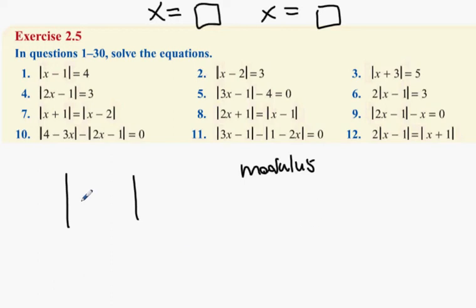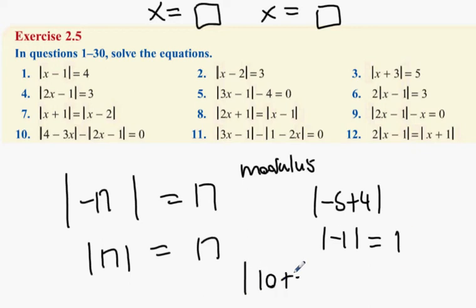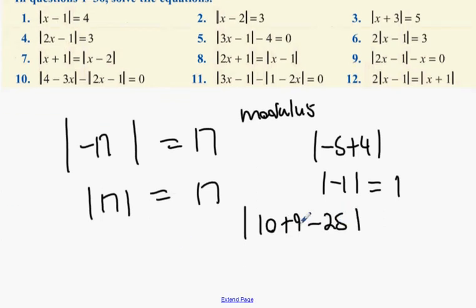So an example would be, what's the modulus of minus 17? 17. What's the modulus of 17? Nope, 17. Has to be positive. Modulus of minus 5 plus 4. Do what's inside the brackets first. Minus 1 is the answer, and then the modulus of that is 1. What's the modulus of 10 plus 9 minus 25? What's 10 plus 9? 19. Take away 25. What's the modulus of minus 6? 6.